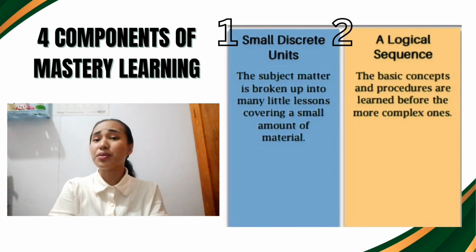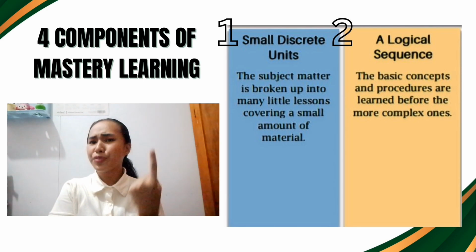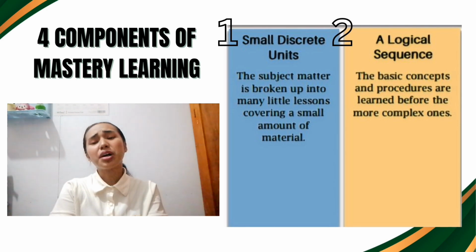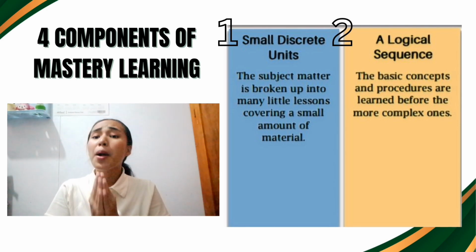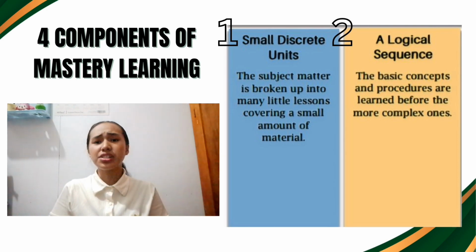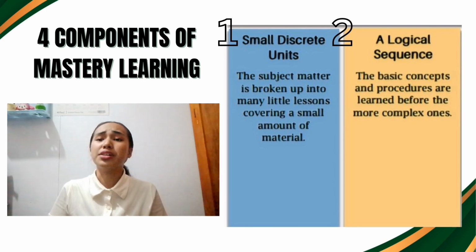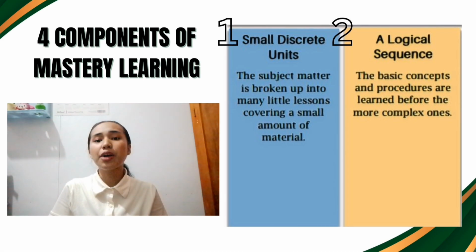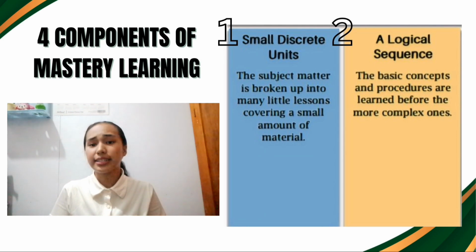There are four components of mastery learning. First, small discrete units. In this, subject matter is broken up into many little lessons, covering a small amount of material. As future teachers, we should not overwhelm our students with heavy topics. It should be broken down into pieces, allowing learners to fully concentrate on one aspect at a time.